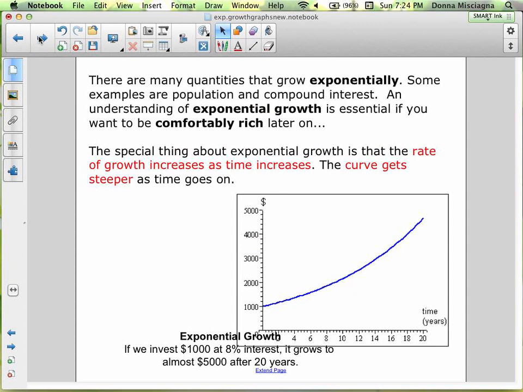Right? So here we have an example, and it doesn't even quite show how quick the growth is because of the scale that's on the x-axis. But if we invest $1,000 at 8% interest, it grows to almost $5,000 after 20 years. Right? So if this were a linear function, it would not grow nearly that fast.